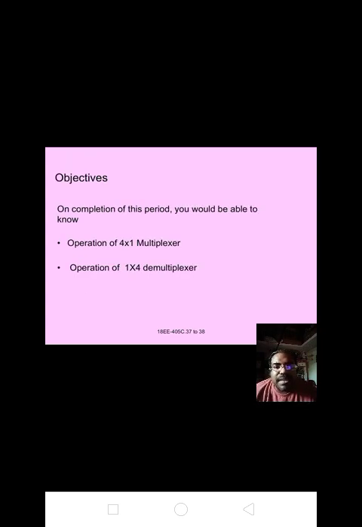On completion of this period you would be able to know the operation of 4x1 multiplexer and 1x4 demultiplexer. The most important thing here is what is meant by multiplexer and what is meant by demultiplexer. A multiplexer is a data selector circuit that has several data input lines and only one single output line. Demultiplexer is the reverse of that.